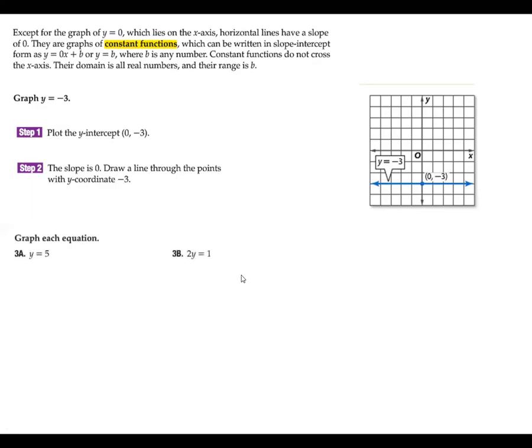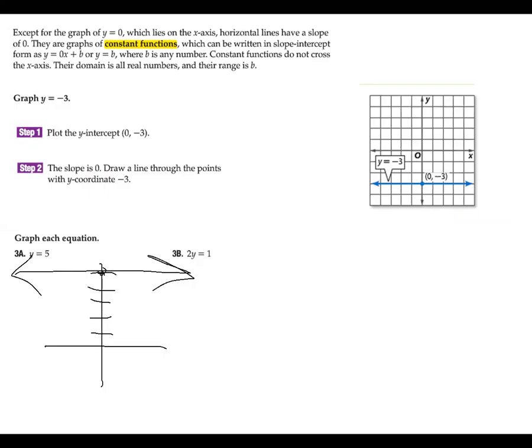All right, so you go ahead and pause the video and try these two. Okay, we're back. What did you get? So the first one, y equals 5, you would just go up 5, put a point, and draw a horizontal line. The second one is a little bit tricky. Is it in slope-intercept form? Technically, it's not because it's not solved for y.